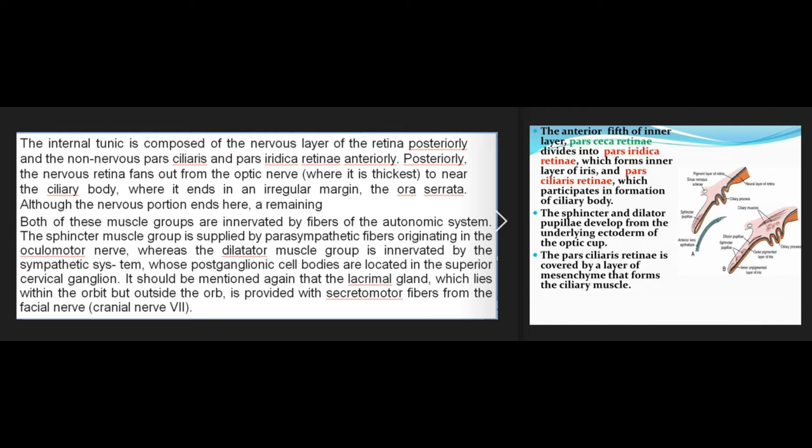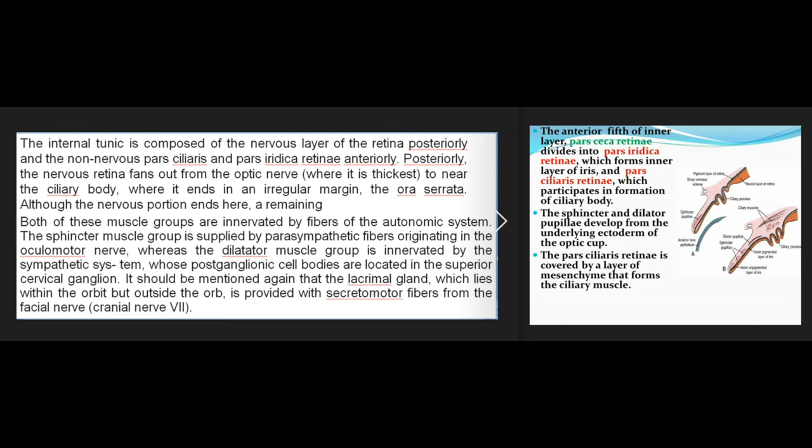Both of these muscle groups are innervated by fibers of the autonomic system. The sphincter muscle group is supplied by parasympathetic fibers originating in the oculomotor nerve, whereas the dilator muscle group is innervated by the sympathetic system, whose postganglionic cell bodies are located in the superior cervical ganglion.